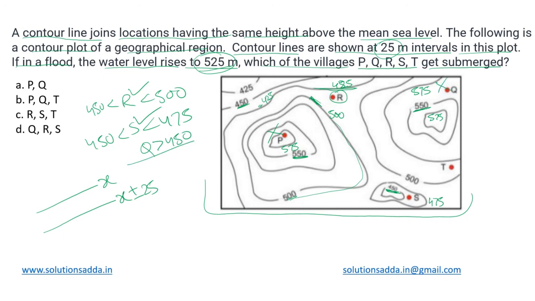And now looking at this last village T, this particular line is representing 500. So the one next to it would be 525. And hence this T also lies between 500 to 525. Hence it will also get submerged due to this 525 meters of flood. Hence the villages which are at the verge of submergence during this 525 meters of water level would be R, S and T. That is represented in this option C. So we would go with that. So option C would be the answer.